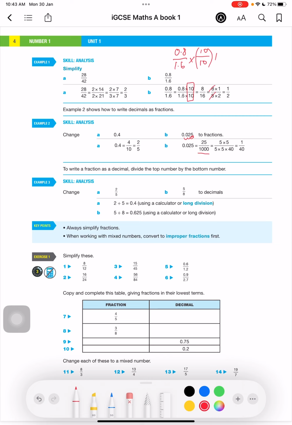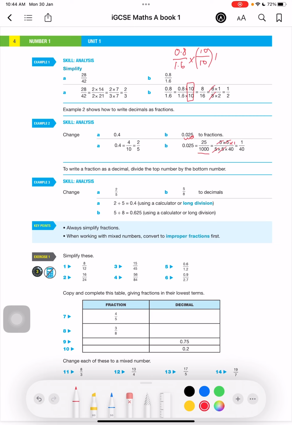Similarly, split them up into their individual factors. Of course, with smaller numbers, it is easier to get the smaller factors. For the bottom number, because it's 1000, try to get the factors that are similar to the numerator, so that eventually you will be able to cancel out like this, and you are left with basically 1, and you will get the final answer of 1 over 40.